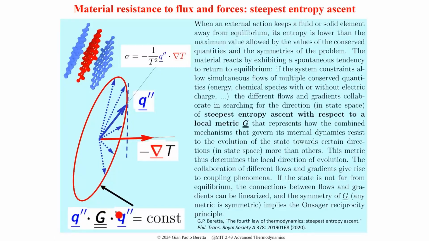And if you write an equation like this, this is the quadratic form with that G for given heat fluxes, and that is equal to some constant. That gives you an equation of an ellipsoid, and that ellipsoid represents the locus of all the tips of the vectors that would cost the material the same effort, so the same dissipation.